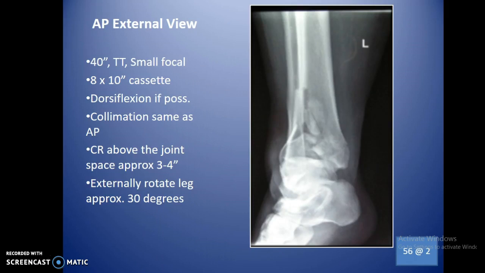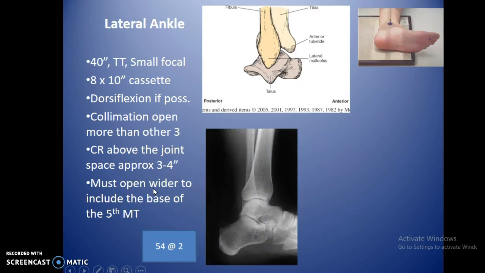External view, not done quite as commonly, but you're just going to externally rotate it about 45 degrees to the outside. This one shows a lot of fractures, but basically you're going to see the heel a little bit in profile. You're going to see the fibula overlap the tibia more towards the medial side now. Rotated about 30 degrees, not 45 degrees.